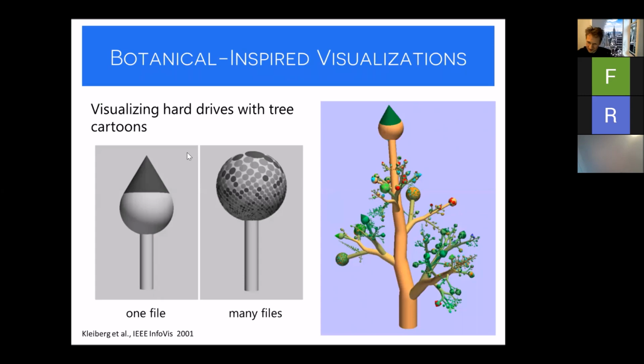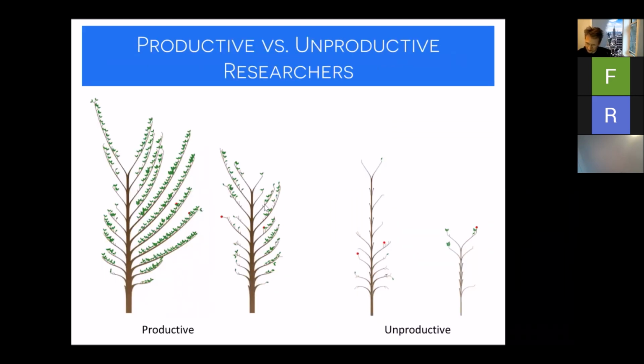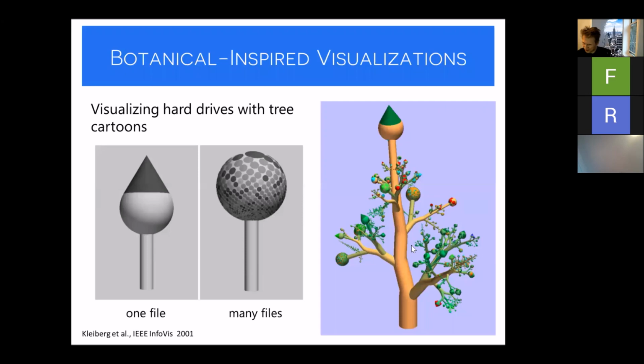Then there are other people that try to use this botanical inspiration to make this visualization. For example, this one here is a little more abstracted than the one before, right? This was really the leaves and how green you make them and how many leaves they have. This is a little more abstracted, but it's more semantic, right? Now, this is for a hard drive, where they take a hard drive and represent it as a tree, with the different levels of a hard drive. So many files would be this kind of fruit here, with lots of facets on it. Fewer files would be a smaller fruit. One file is just a single one right here.